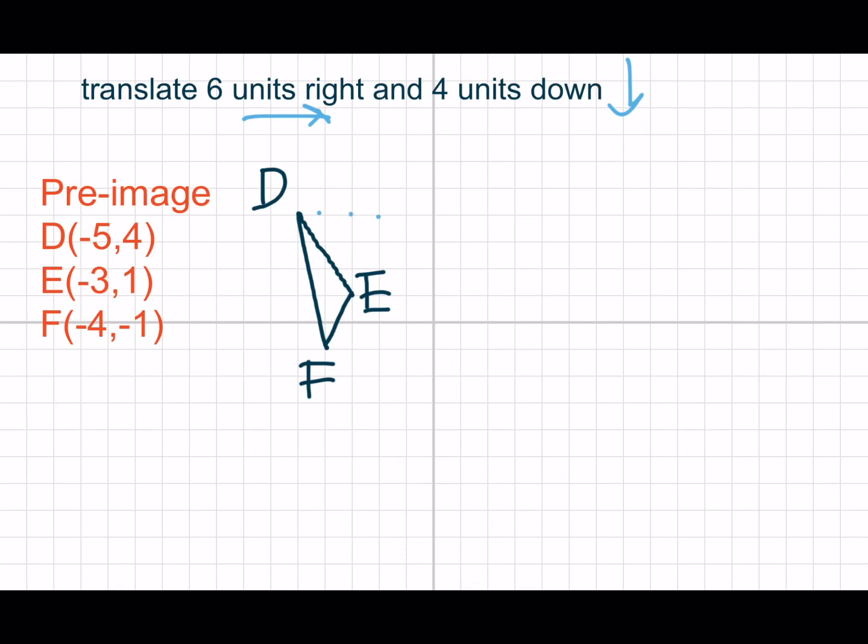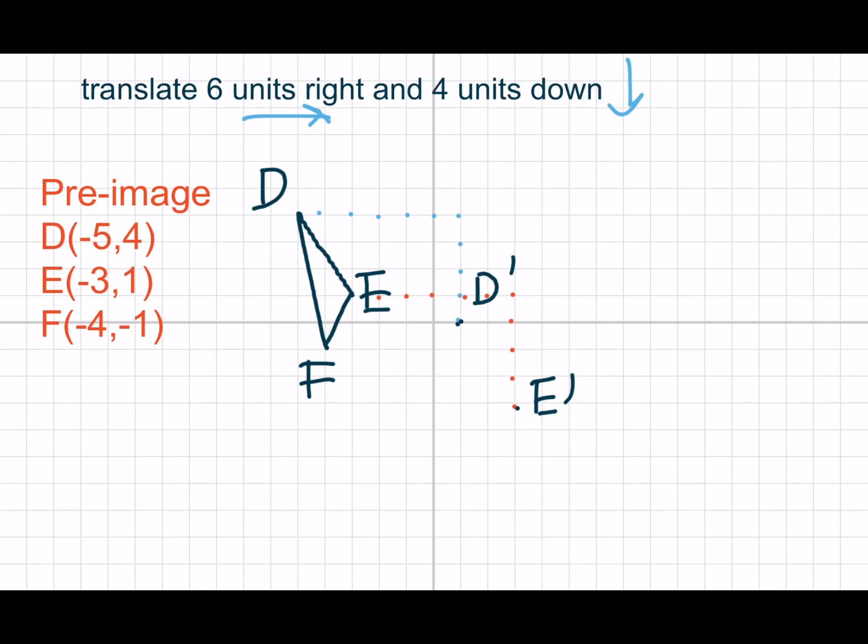1, 2, 3, 4, 5, 6 to the right. 1, 2, 3, 4 down. Okay, so this is going to be your D prime point. Next, we're going to move point E. All right, same thing, 6 right, 4 down. 1, 2, 3, 4, 5, 6. 1, 2, 3, 4. And we are going to label this point E prime.